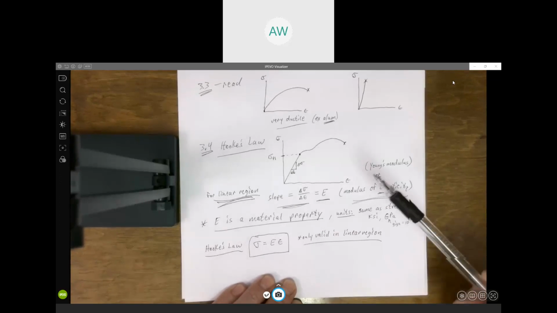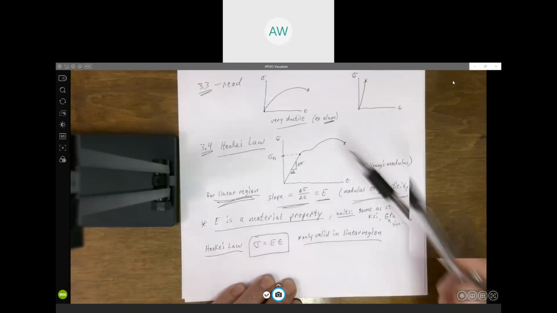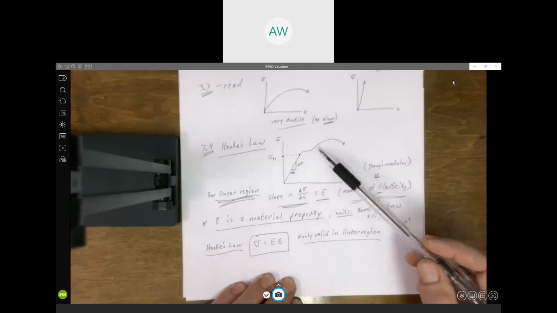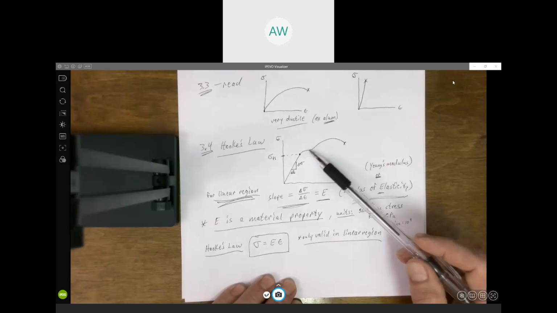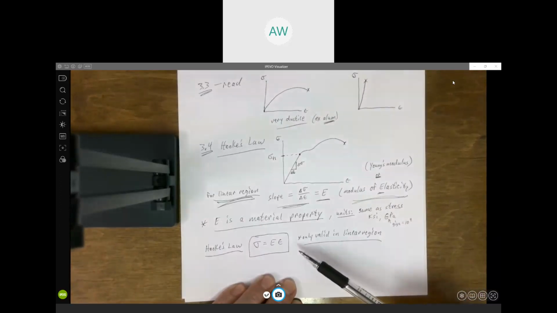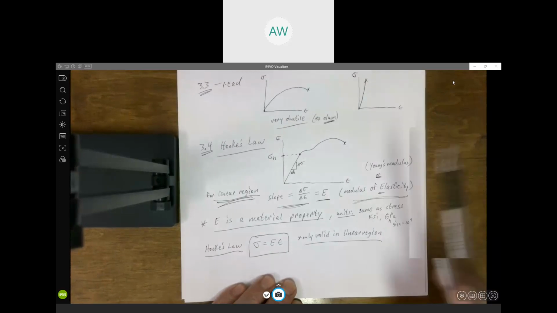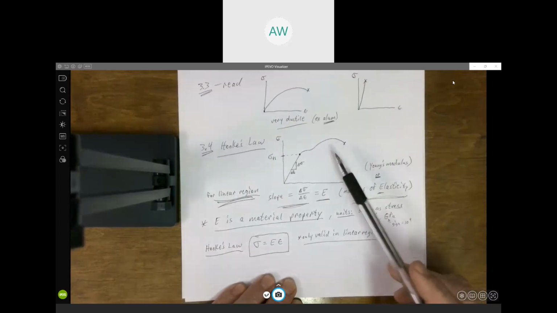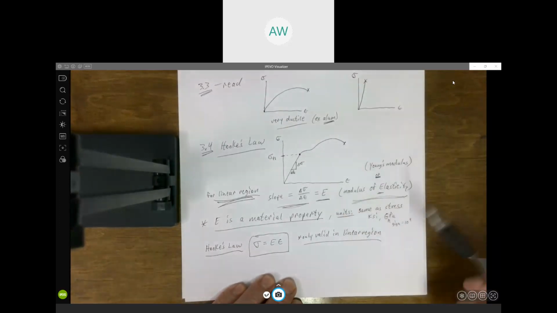Now, if you get into what we call non-elastic or plastic deformation, and we get out here in this part, this is not true anymore, and you've got a whole different ball game. But we're not going there. We're going to stick to this linear region.